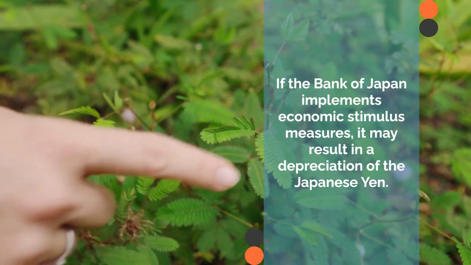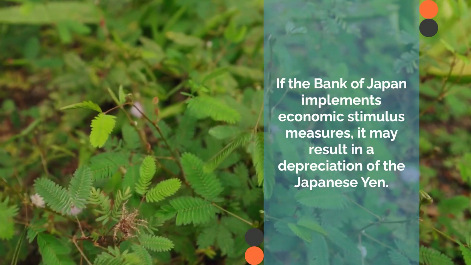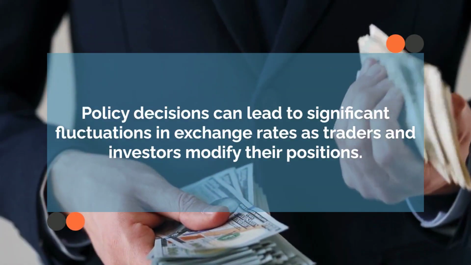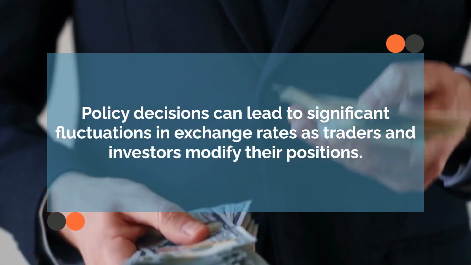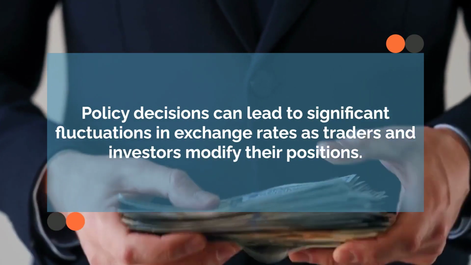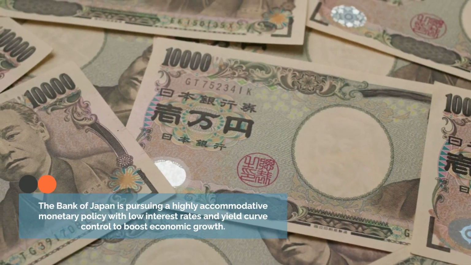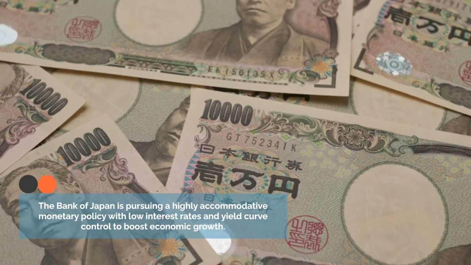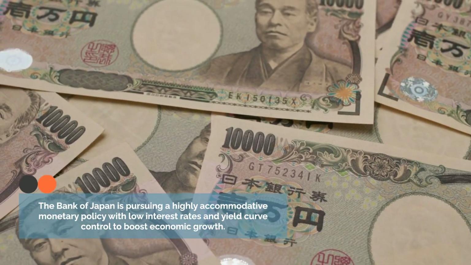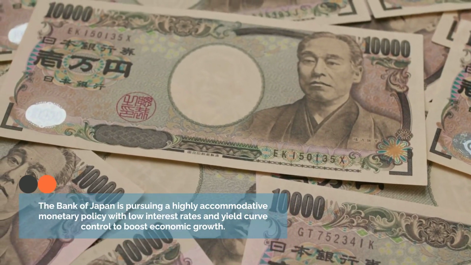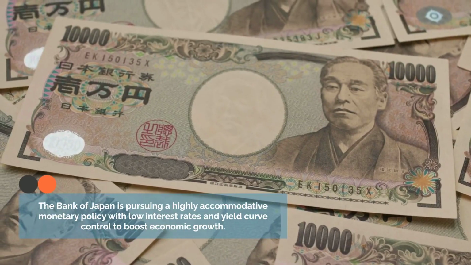Conversely, if the Bank of Japan announces measures to stimulate the economy, it can lead to a weakening of the yen. These policy decisions and announcements can cause large swings in the exchange rate as traders and investors adjust their positions. The Bank of Japan is currently maintaining a very accommodative monetary policy. As of the latest updates, the Bank of Japan has kept its interest rates extremely low and continues to implement measures like yield curve control to stimulate the economy.